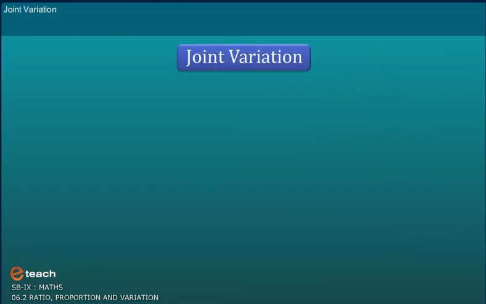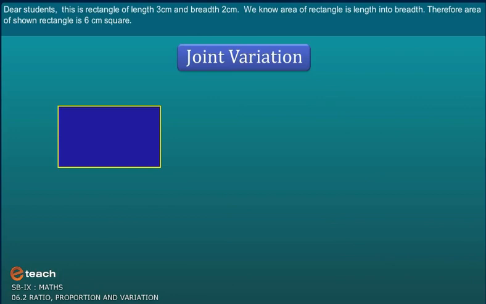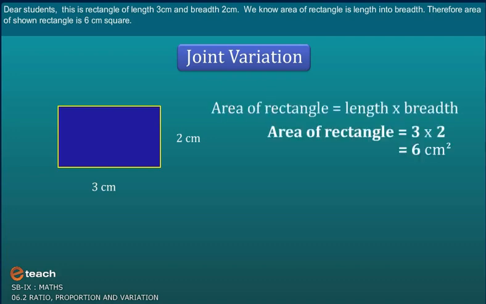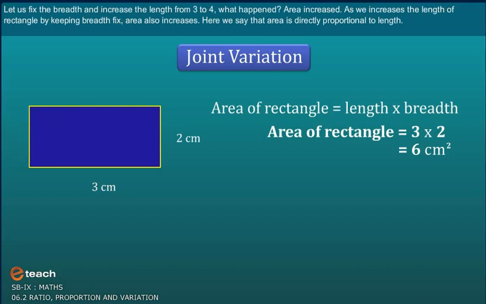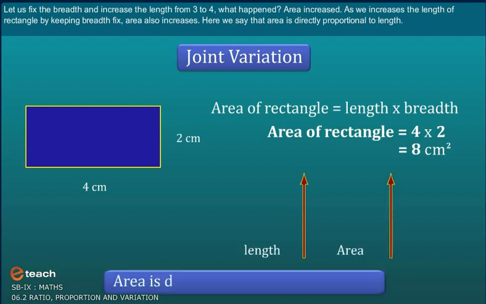Joint variation. Dear students, this is a rectangle of length 3 cm and breadth 2 cm. We know the area of a rectangle is length into breadth. Therefore, the area of the shown rectangle is 6 cm square. Let us fix the breadth and increase the length from 3 to 4. What happened? Area increased. As we increase the length of the rectangle by keeping breadth fixed, area also increases.